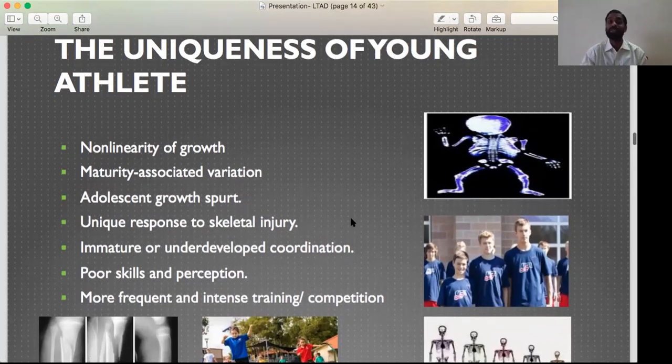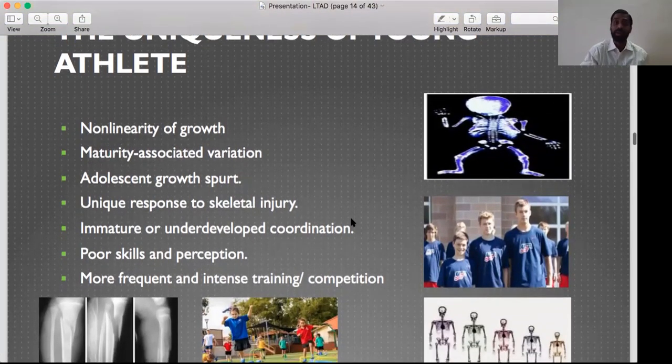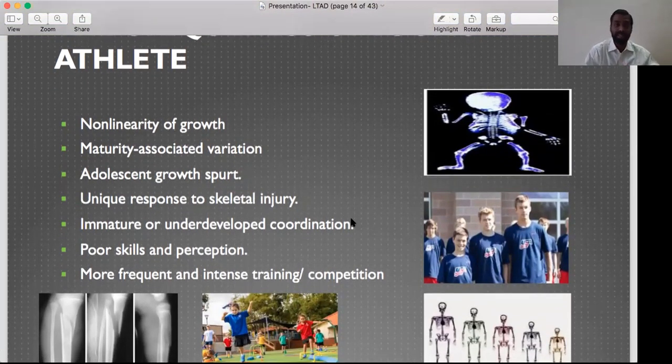Right? There are also factors like adolescent growth spurt. They can hit a growth spurt at 13, they can hit a growth spurt at 16, so there is variability around that also. And then there's a unique response to skeletal injury. That means if the bones are brittle and you load them too much, greenstick fractures can happen. How the greenstick breaks, that similar kind of injury can happen to the young child.